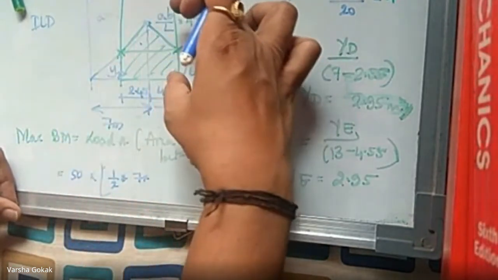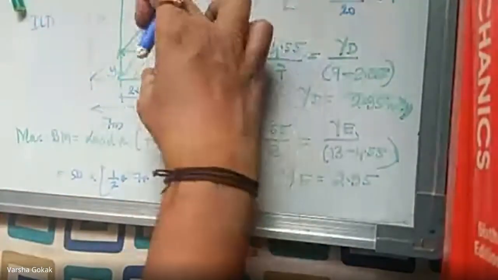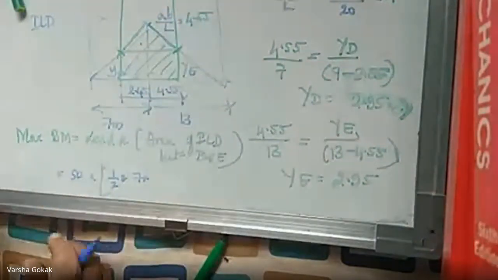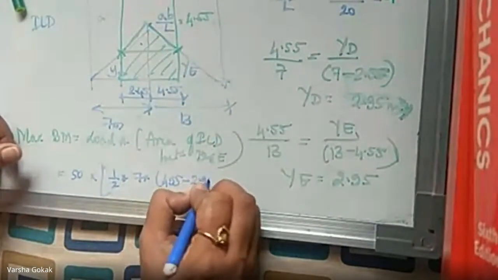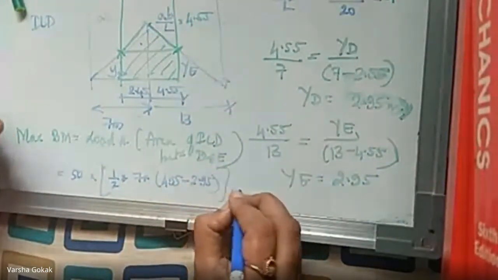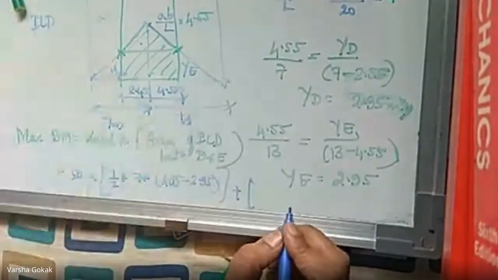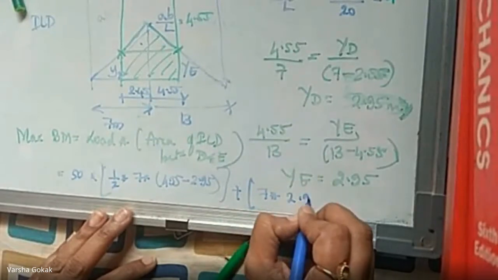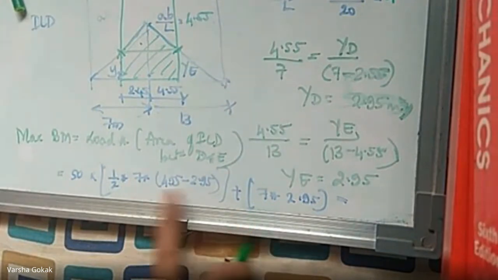Height is how much? This height. How do I get the height now? Total height is 4.55. In that, YD is 2.95. So how much is remaining? It is 4.55 minus 2.95, the height of the triangle, plus the area of the rectangle, that is YD into this, or YE into this, 7 into 2.95. That is the total bending moment, or maximum bending moment. What is this value? Please tell me.